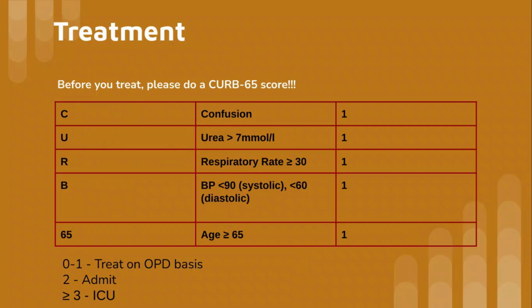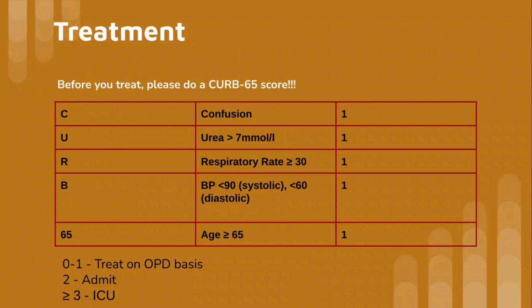Now, how do we treat? Remember, never ever start giving medications when you have not done your CURB-65 score. You can't treat without a CURB-65 score. Okay, it's very, very important. Why is CURB-65 score important? I'm sure you've heard of CURB-65 score.